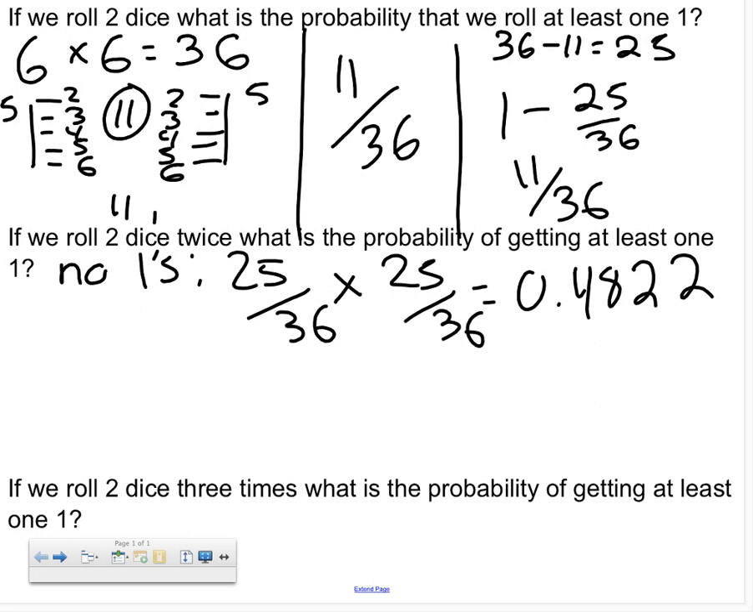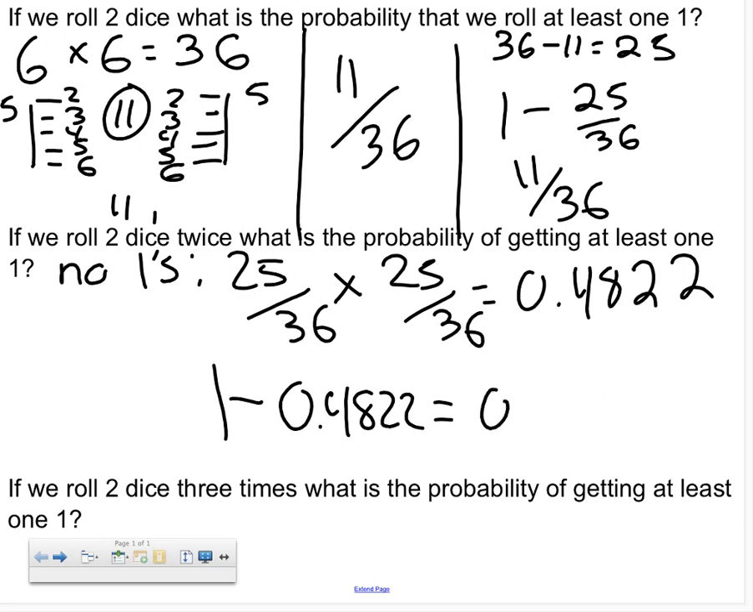So what's the chance of getting at least 1 one in those 2 rolls? Well, I'm going to take 1, which again stands for 100%. I'm going to subtract off all the possible things that I don't want. That 0.4822 represents all the possible things I don't want. I'm going to take that away from 1, and what I get is the chance of actually getting at least 1 one. Could be 1, could be 2 ones, could be various amounts, but that's the chance of it being at least 1 one.